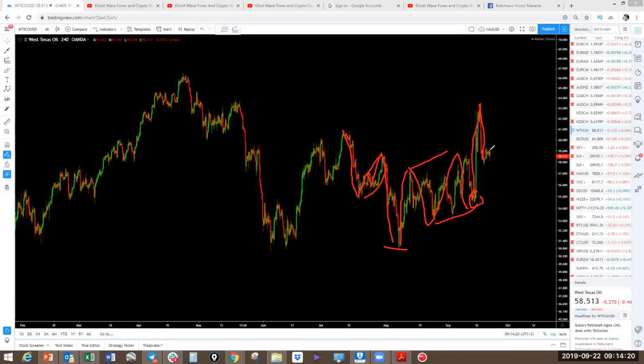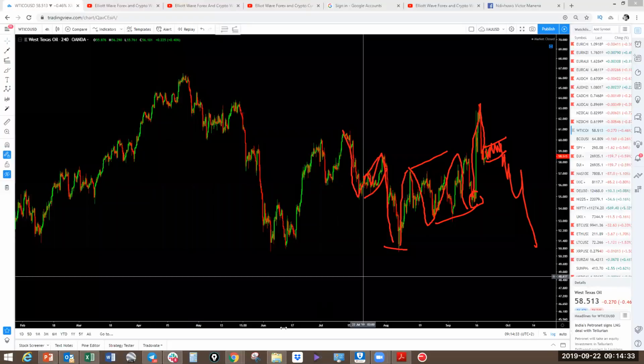Now we're coming down. Now we're correcting again. May correct a little bit deeper, but we're still looking for oil to come down here. So it is still going sideways. So it doesn't matter what news comes. The technical charts will always be ahead, because this is driven by the market psychology.